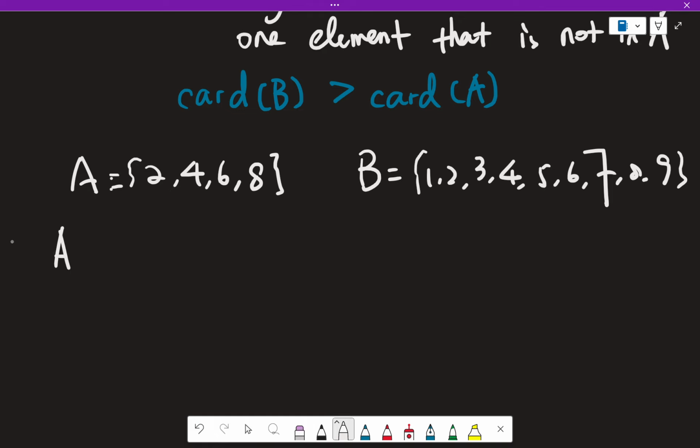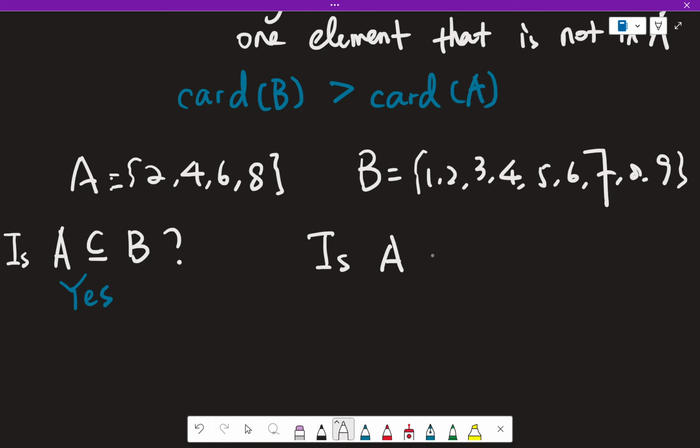Is A a subset of B? We can see that all these elements 2, 4, 6, 8 are included in set B. So we will say, yes, A is a subset of B.